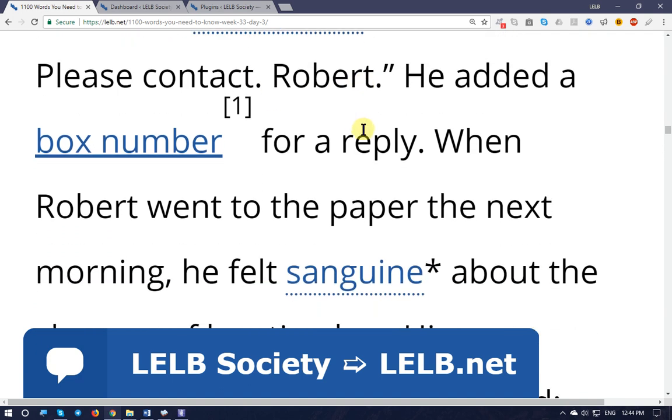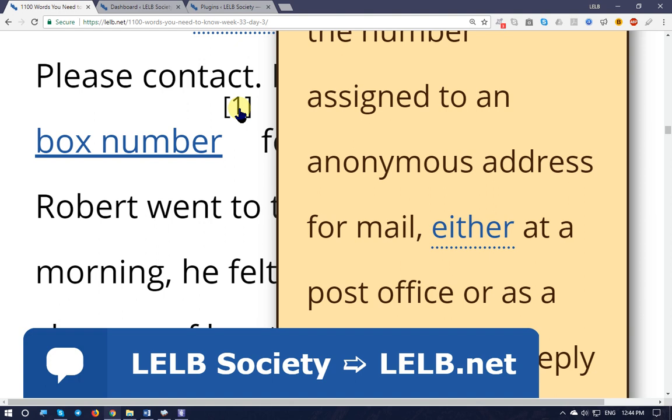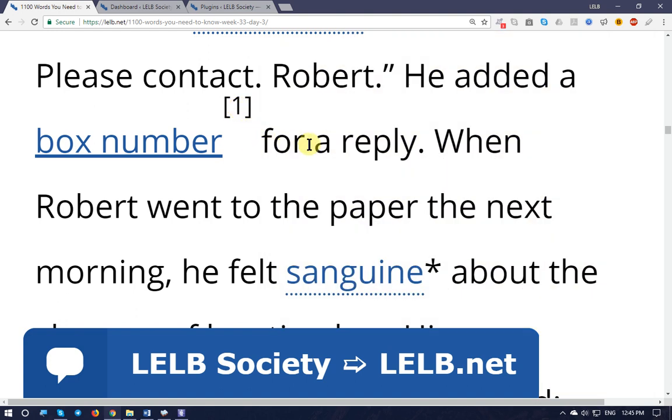He added a box number for a reply. What is a box number? A box number is a contact information or detail, particularly telephone number, that you add to a piece of advertisement when you are anonymous. It means you have not provided any postal address, but you just provide a telephone number for the person who reads your ad actually can contact you with the help of that telephone number or something. This is called box number for a reply.